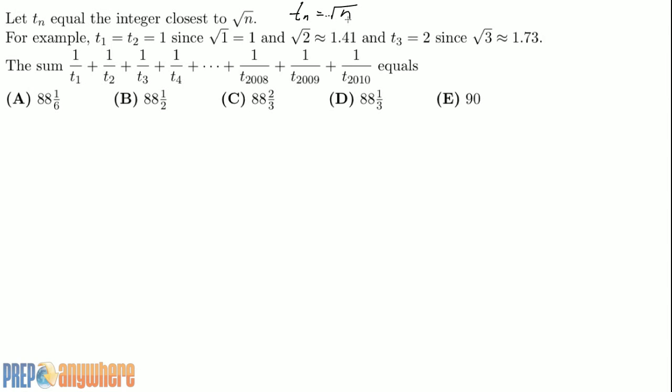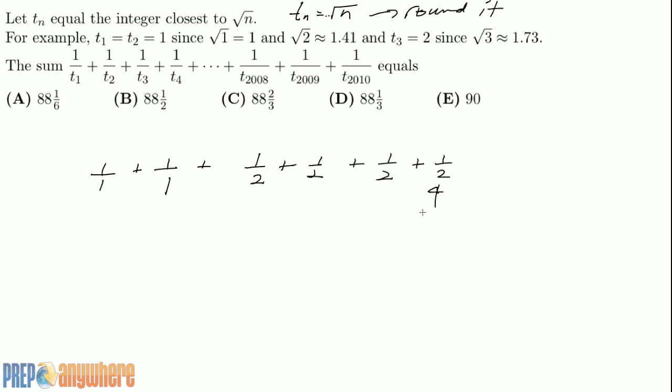So Tn is essentially root of n, and you round it to the nearest integer, right? There's a nice pattern. Okay, so T1 is obviously just 1. T2 is also 1, right? And then T3 is 2, 2, 2. You get this, all the way up to T6.